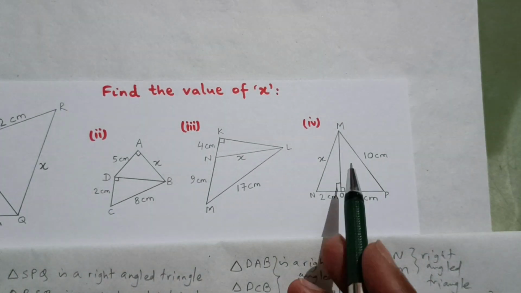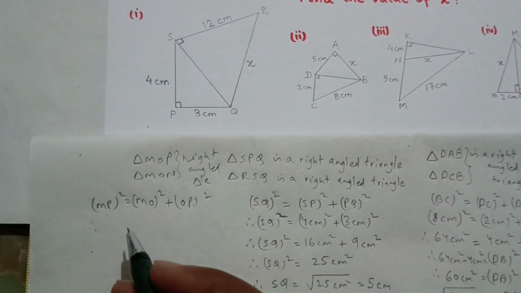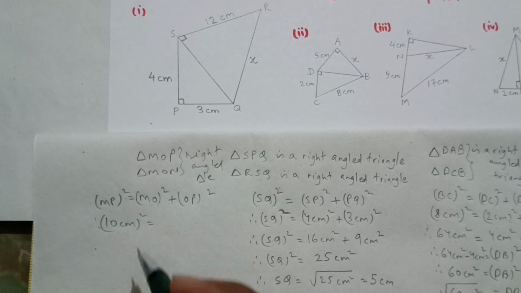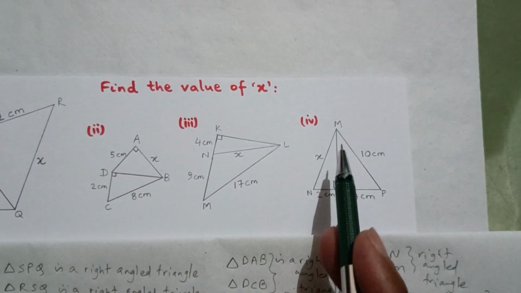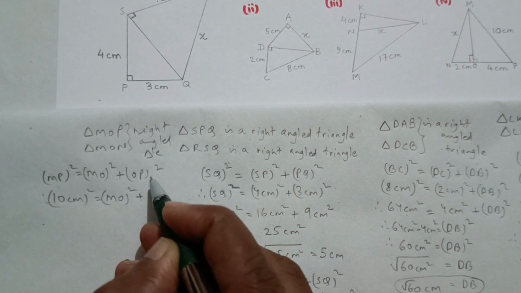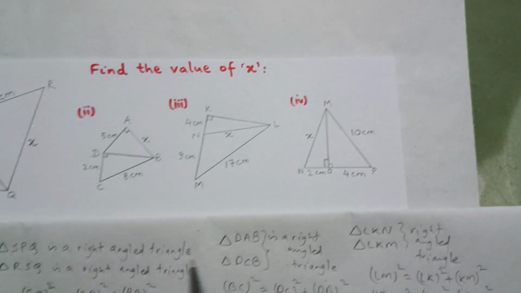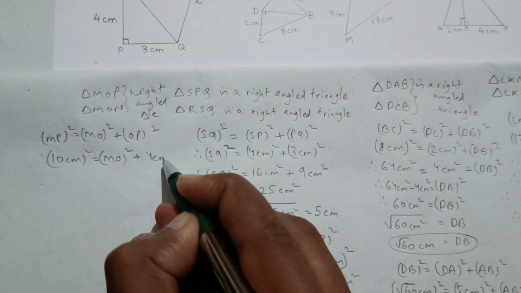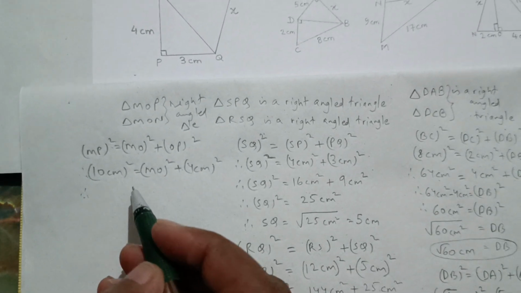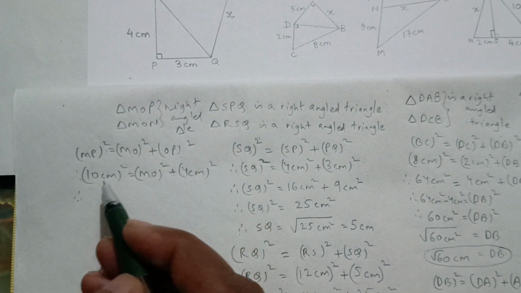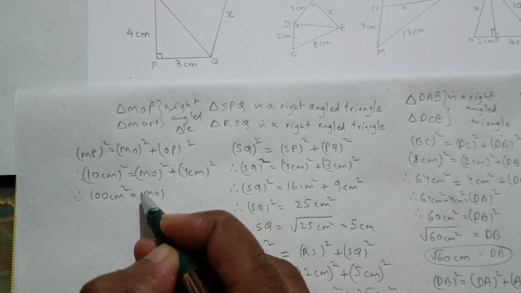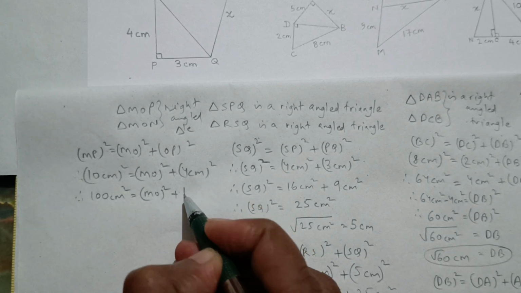Now MP is 10 centimeter, so 10 centimeter whole square is equal to MO whole square plus OP whole square. MO is what we have to find out. OP is 4 centimeter, so 4 centimeter whole square. So 10 centimeter whole square is 100 centimeter square, equal to MO whole square plus 4 centimeter whole square, which is 16 centimeter square.